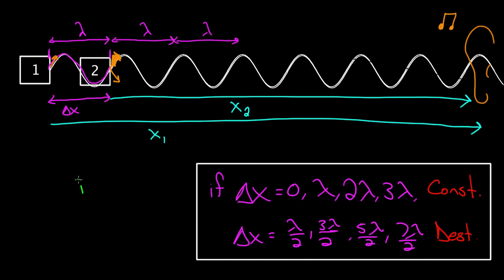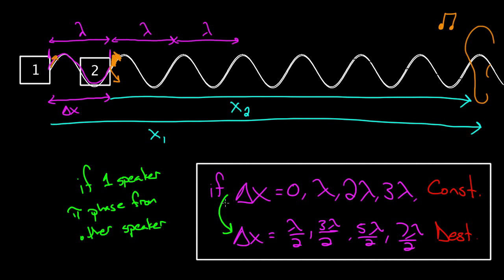If one speaker is pi phase shifted from the other speaker, and remember, these don't have to be speakers, they could be any wave source. If one speaker is a pi phase shift from the other speaker, well, then you just flip-flop this. Then you just take this rule, and now these give you constructive right here. These would give you constructive, and these up here would give you destructive. And so the whole thing just gives you the opposite result.